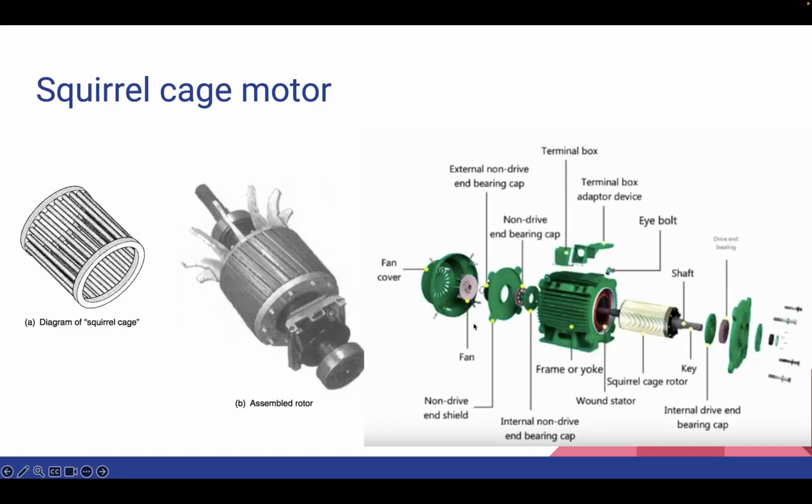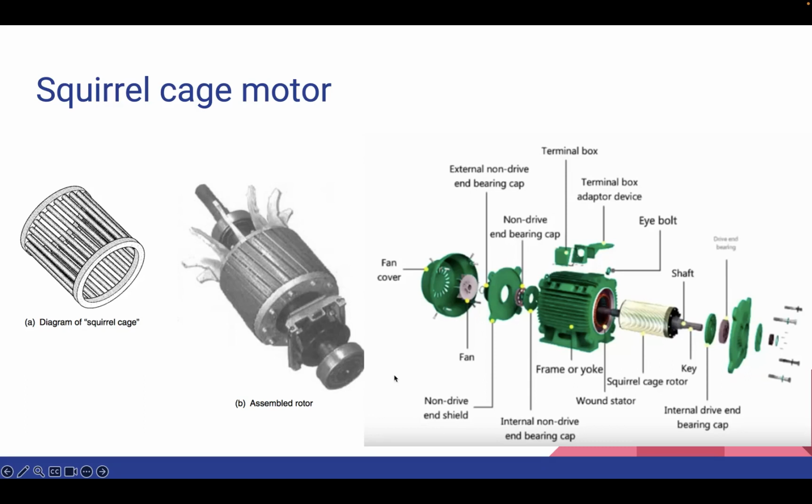Now we are going to look at one type of induction motor, which is the squirrel cage induction motor. The rotor of the squirrel cage induction motor is constructed from a series of aluminum and copper bars connected by two end rings, and this distinctive configuration resembling a squirrel cage gives rise to the name squirrel cage rotor. Unlike traditional magnets, the squirrel cage rotor exhibits no inherent magnetic properties when the power is off.